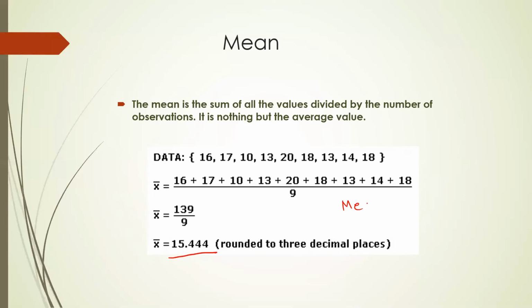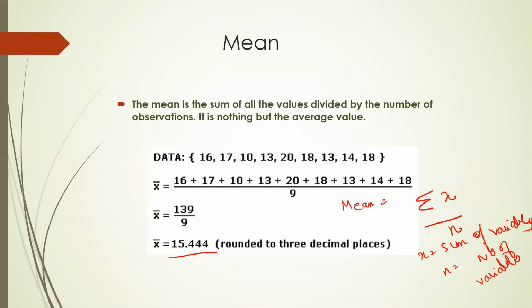So the mean's formula would be nothing but the sum of all your variables divided by the number of variables. So x stands for the sum of the variables and n stands for the number of variables, the number of elements or data points which you have in the data set.